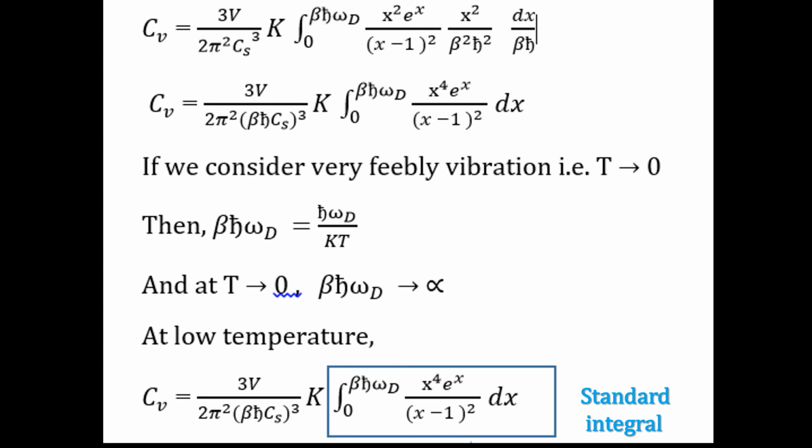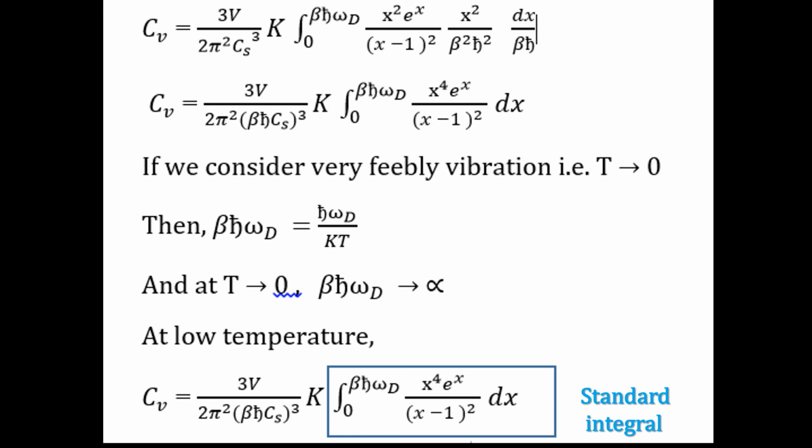If we consider very feeble vibration, very low vibration, that is T tends to 0, very low temperature, and applying this condition, we can write beta h cut omega d equal to h cut omega d by kT, putting the value of beta as 1 by kT. At T tends to 0, beta h cut omega d tends to infinity, because beta is 1 by kT, and at very low temperature this equation is valid. At very low temperature, Cv is equal to 3V by 2 pi square beta h cut cs whole cube into k into the integration of 0 to beta h cut omega d of x to the power 4 e to the power x by (e to the power x minus 1) whole square into dx, that is a standard integration.